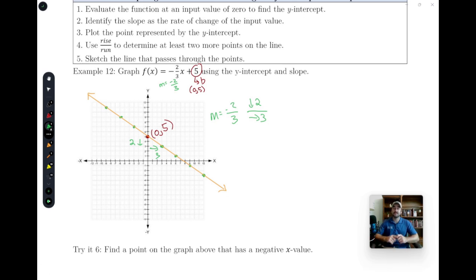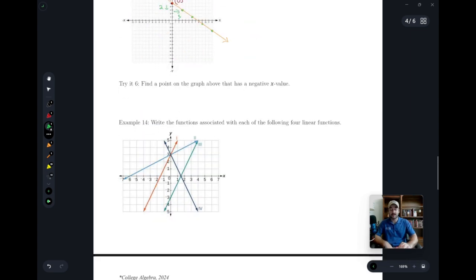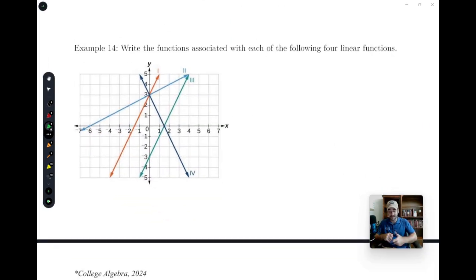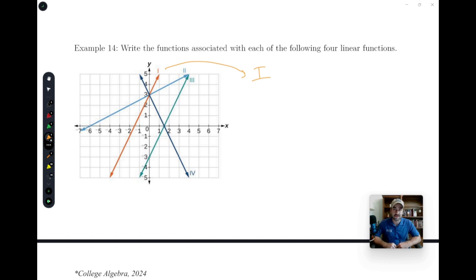Awesome. So we've calculated slope, we've plotted lines. Let's see what they have in store for us next. Next, they have writing functions. I'll probably only do one of these. Let's try the other 3. But let's try the first one, which is this orange one. So let's try number 1. It says write the function associated with it. We're just going to observe whatever we can about a function.